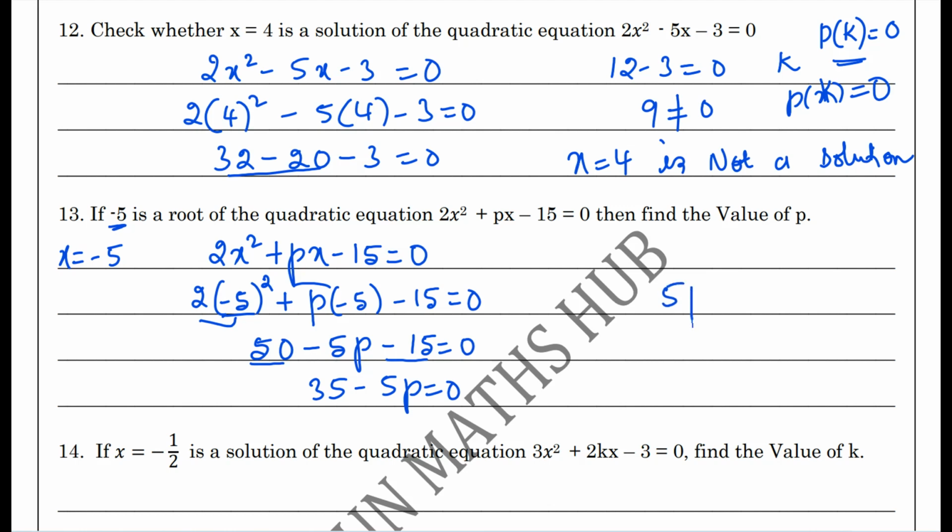Now 5p equals what? 35. Now p equals what? 35 divided by 5. Now what we get? p equals 7. 5 ones are 5, 5 times 7 is 35. Therefore p equals what? 7.